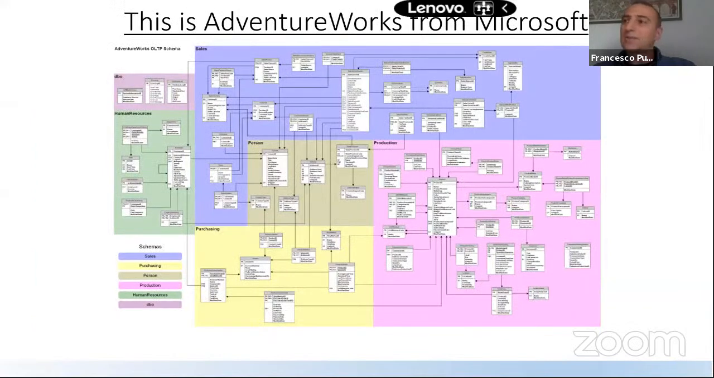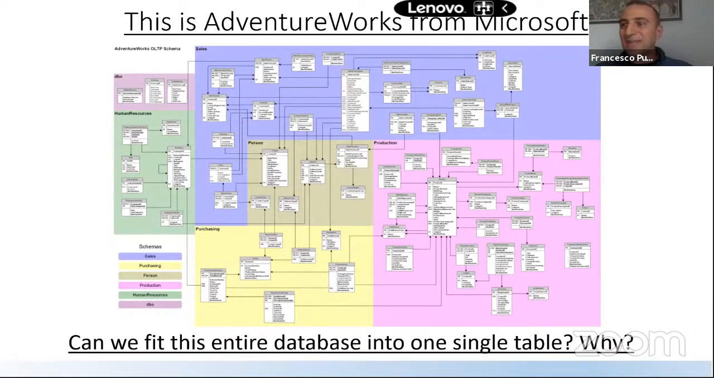So in many presentations, I'm showing this schema of AdventureWorks. It's a test database from Microsoft. And I like to show it as an example because everyone has access to it. So it's a sort of reference point in the industry. So there are all these tables connected. Well, that makes us feel very smart. So the question is, can we fit this entire database into one single table?